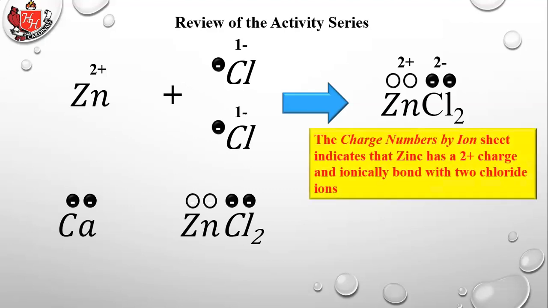So the charge number by ion sheet indicates that zinc has a 2+ charge and ionically bonds with 2 chloride ions. So there it is again.